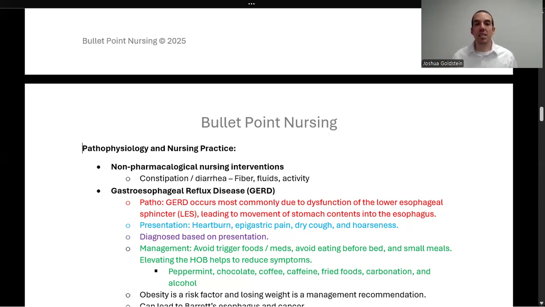Now let's start getting into the diseases, and this can be the rest of our lecture. So we're going to start with GERD, and for each disease, we're going to go through the patho, we're going to go through what are the signs and symptoms, the presentation, we're going to go through how it's diagnosed, and we're going to go through what you're going to do to treat it. So the pathophysiology of GERD.